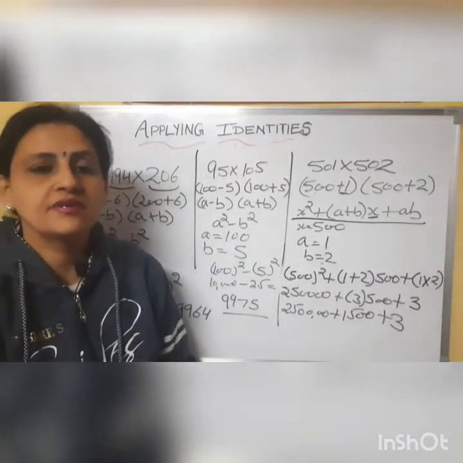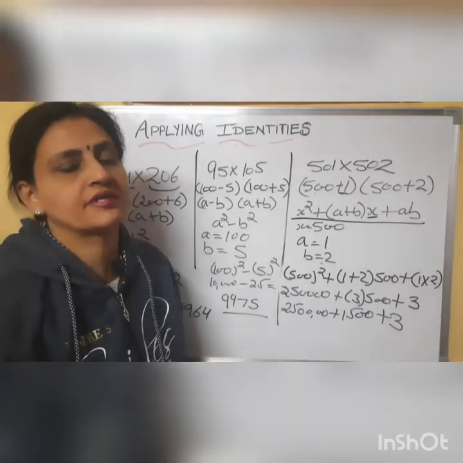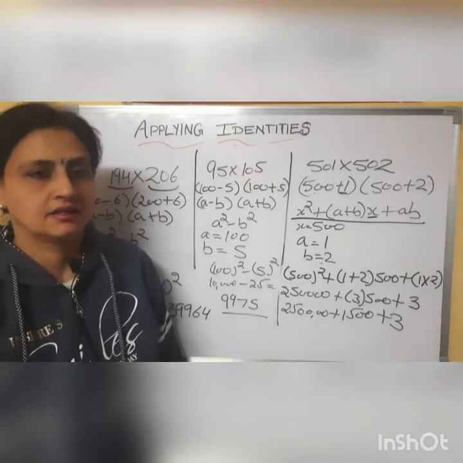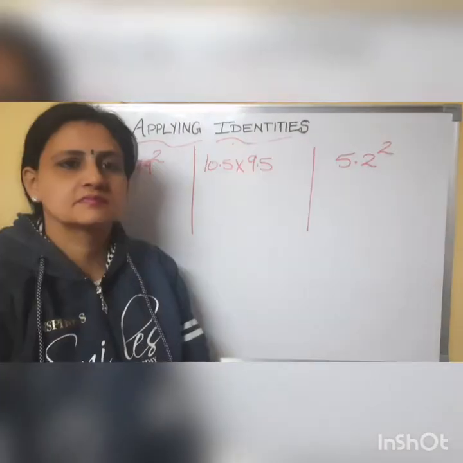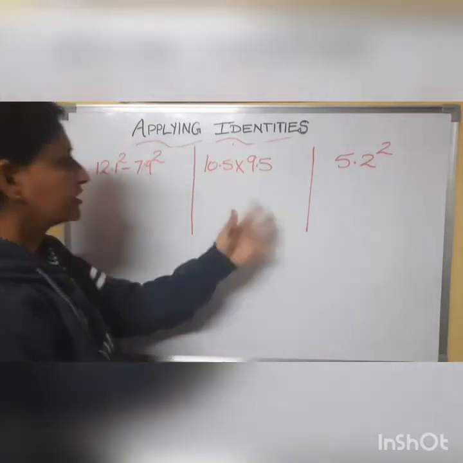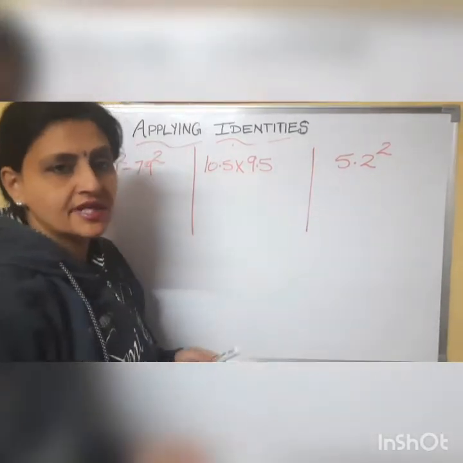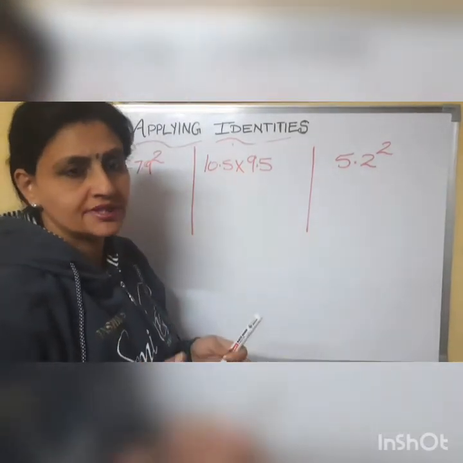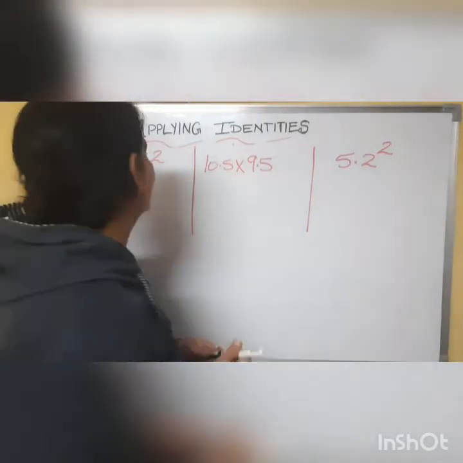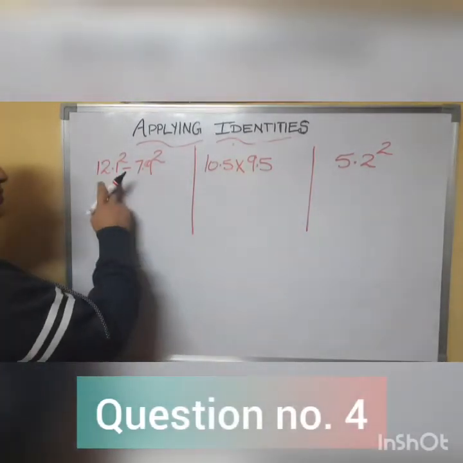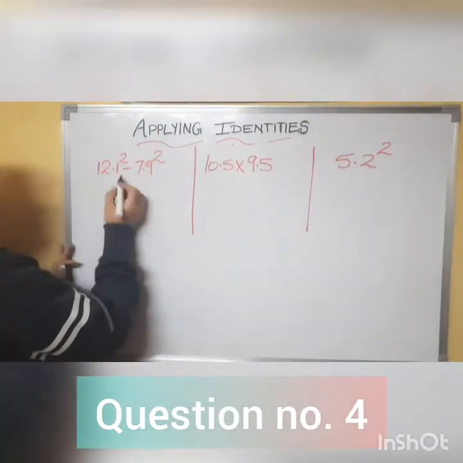So now we will try a few more questions in order to apply the identities freely and with efficiency. So let us practice. Give some more practice to the different types of questions in which we are supposed to apply the identities. Identity 4, which in the opening of the video I have shared with you. So let us start from here. If the question goes like this, a square minus b square, then how to handle?